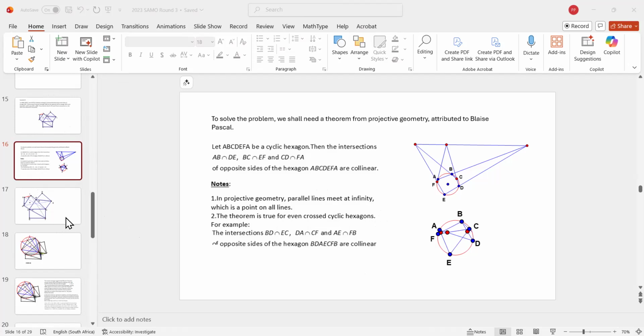Okay, now comes this very complicated diagram.